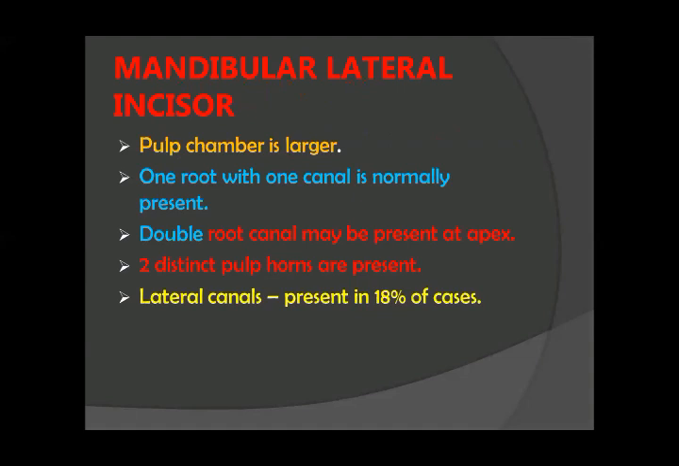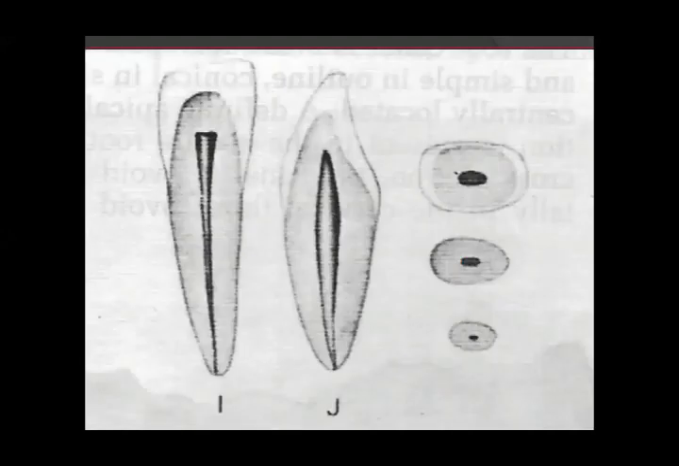Mandibular lateral incisor pulp chamber is larger. One root with one canal is normally present. Double root canal may be present at apex. Two distinct pulp horns are present. Lateral canals present in 18% of cases. This is the lateral incisor.